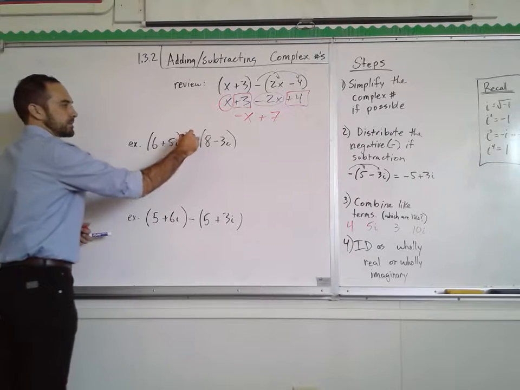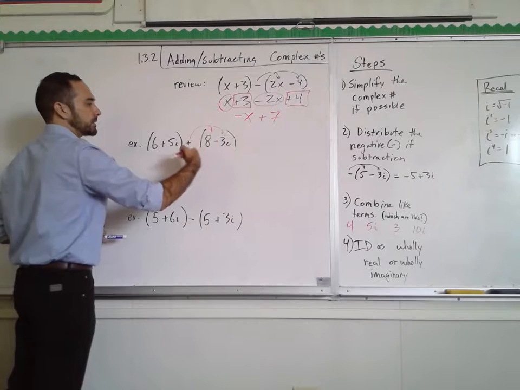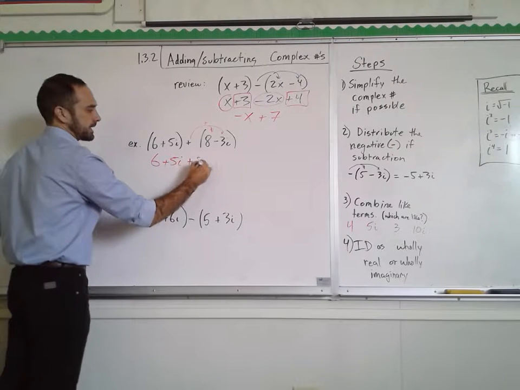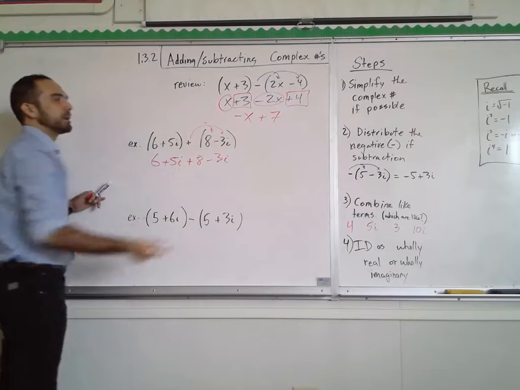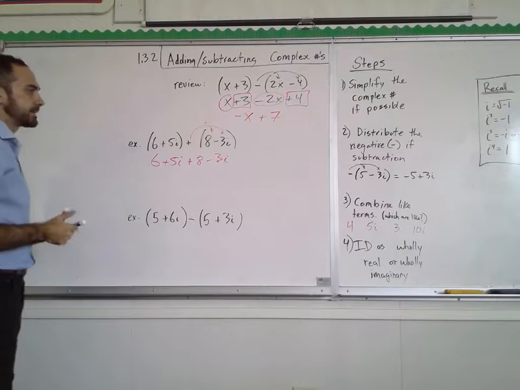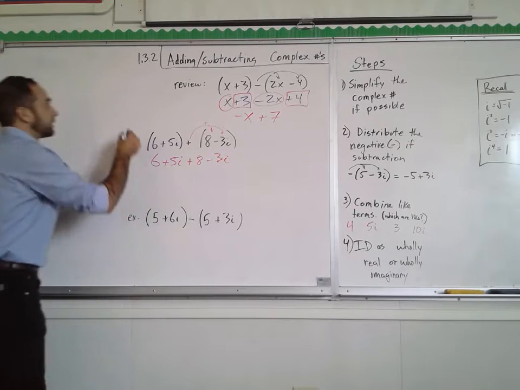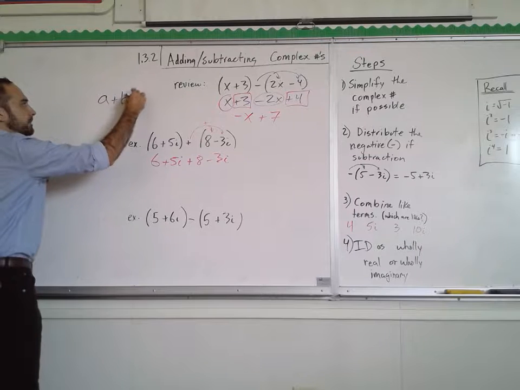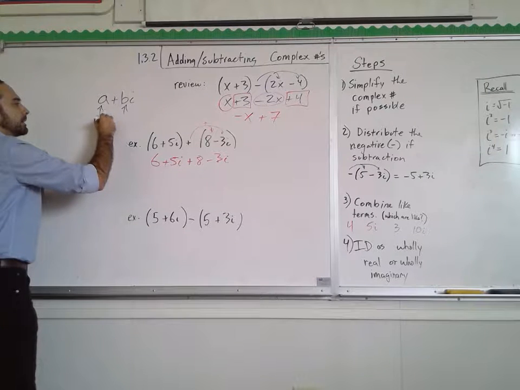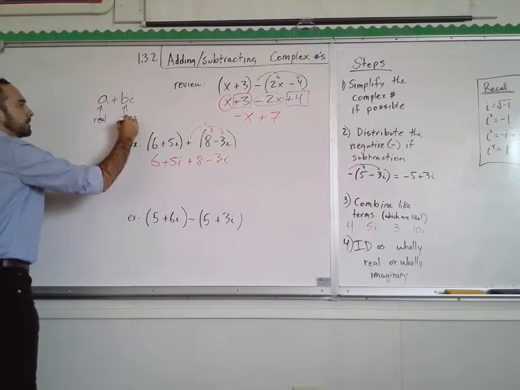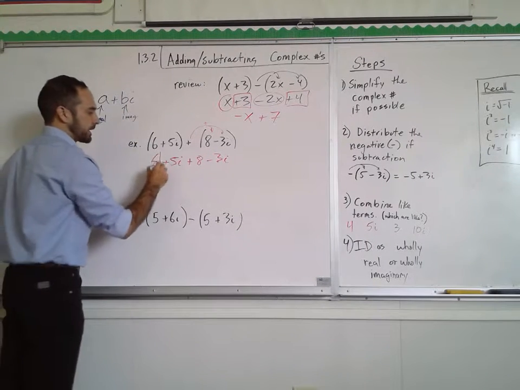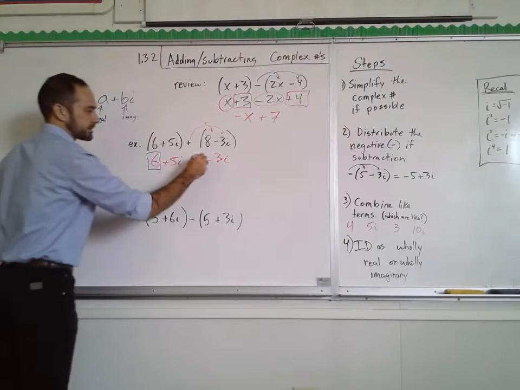Because it's addition, there's really nothing to distribute that's going to change anything. So 6 plus 5i plus 8 minus 3i. Nothing changes over here because it's an addition problem. Those signs aren't changing. At this step, I remember that I need it in this form. I need the real number, real, and I need the imaginary. So that's the imaginary component. That's the real component.